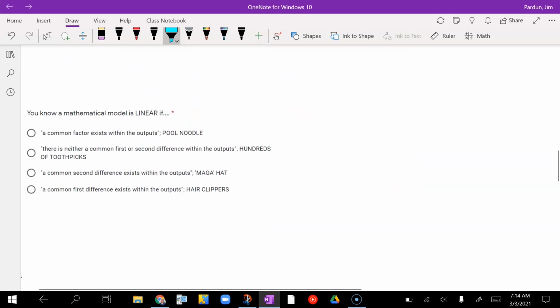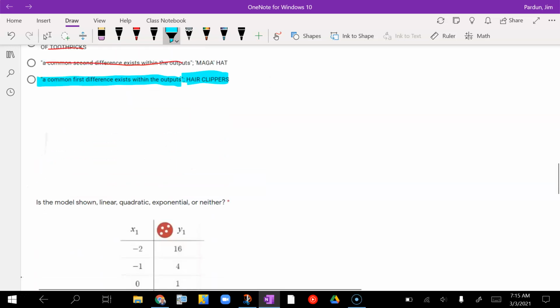Is the mathematical model linear? We just talked about this. If a common factor exists, nope, it's not a common factor because that would be exponential. There is neither a common first nor second difference within the outputs. That's not true either. A common second difference exists. Nope, it's not a common second difference because that's quadratic. And then a common first difference exists. And yes, that's what we're talking about, a common first difference. And a linear function cannot have a common first and second difference. So we got Kim Kardashian, who killed Kanye West, murdered him with a set of hair clippers.